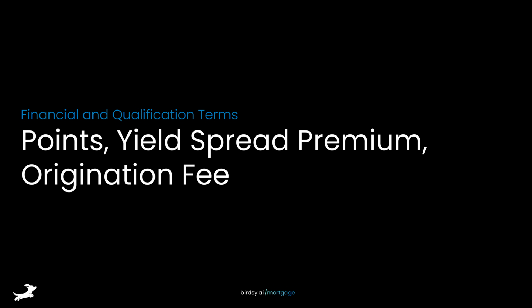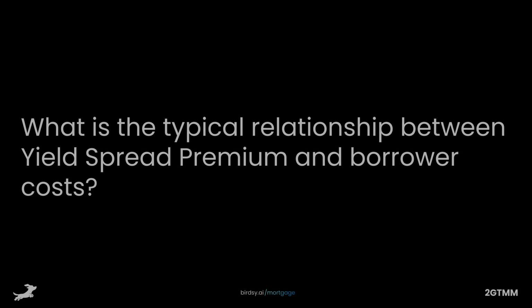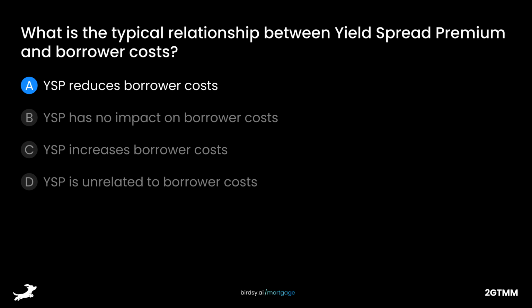Points, yield spread premium, origination fee. What is the typical relationship between yield spread premium and borrower costs? Is it A, reduces borrower costs? B, YSP has no impact on borrower costs? C, YSP increases borrower costs? Or D, YSP is unrelated to borrower costs?